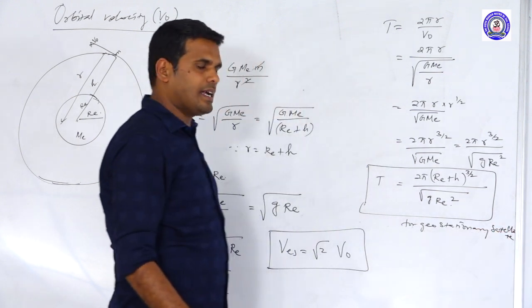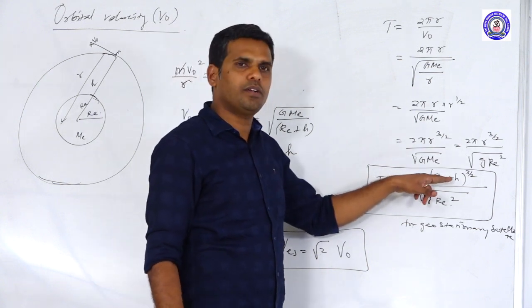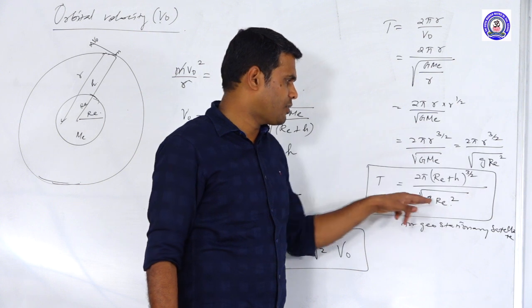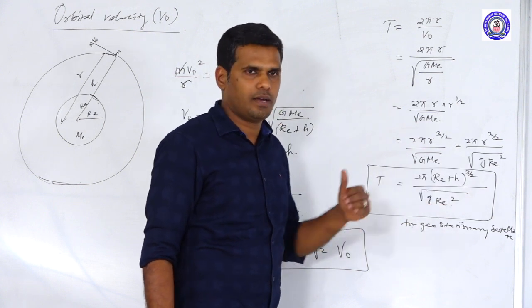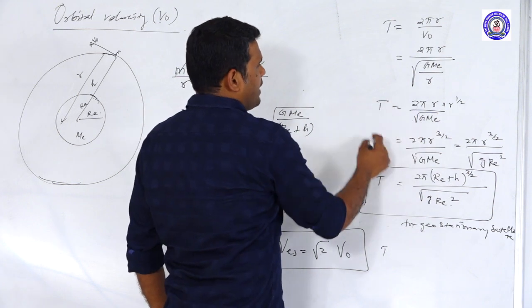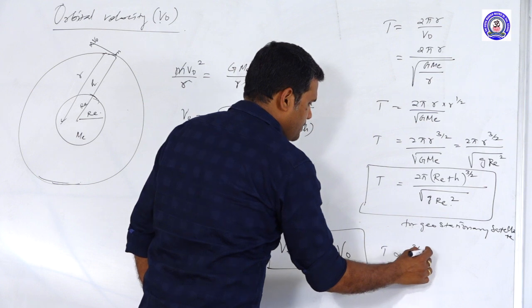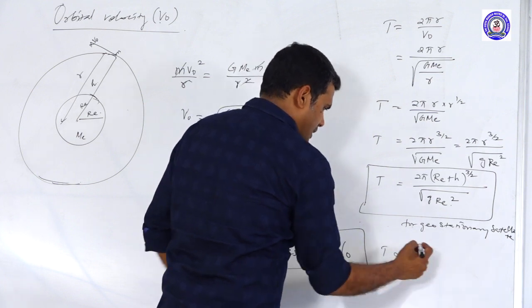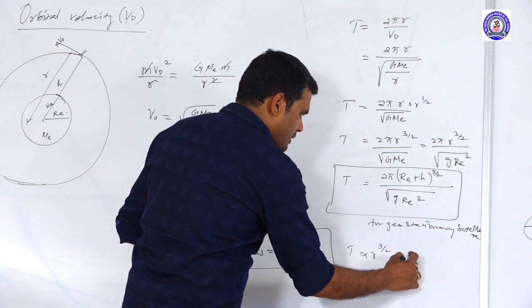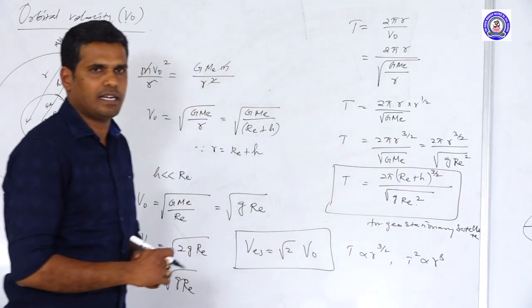For geostationary satellites, the period of revolution must be calculated using this expression: T equals 2 pi into (RE plus h) the whole power 3 by 2 by square root of GRE square. If you look at this expression, time period is directly proportional to r power 3 by 2. If 2 is taken along this side, then it will become T square is directly proportional to r cube. Kepler's third law is satisfied.